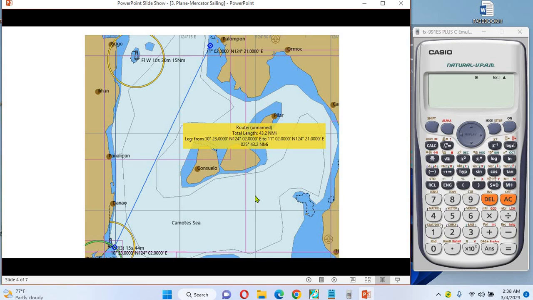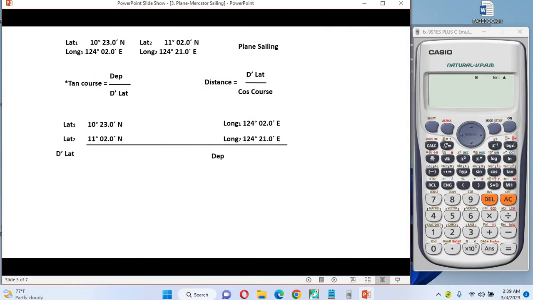Okay, so we will make the example into a plane triangle. So if you notice, it is now in a triangle, and the departure, we can solve it by using longitude 1 and longitude 2. Likewise, the dlat, we can solve it by using latitude 1 and latitude 2. The course is unknown, the distance is unknown. Okay, so we will try to answer it using the formulas we have just derived a while ago. Okay, so here we go. So punch in the given numbers.